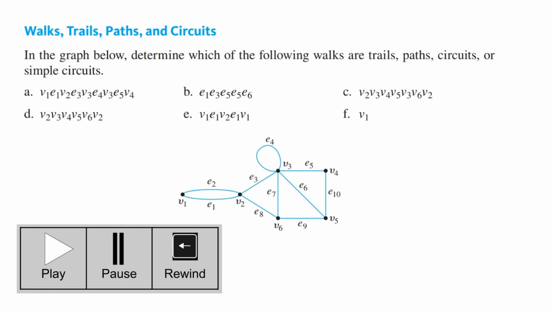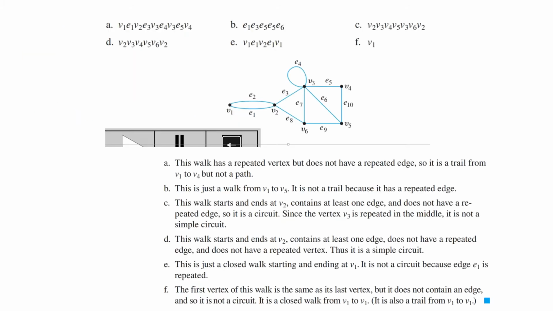Okay, now this is the problem I was referring to where you'll have to do that. What I'm asking you is, in the graph below, determine which of the following walks are trails, paths, circuits, or simple circuits. You can see A through F, so please pause, do this work, come back, and we will see how you did. Let's see how you did.